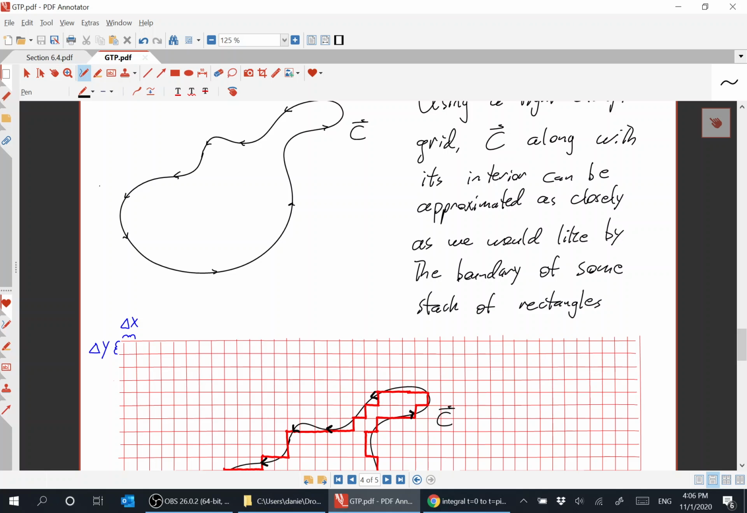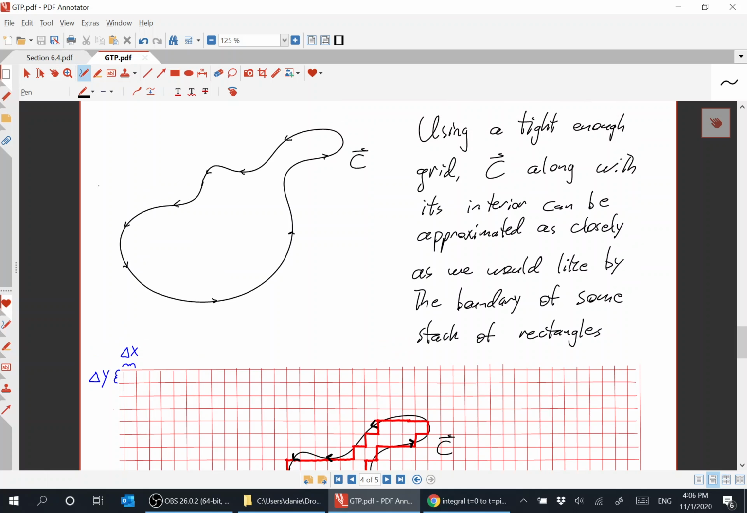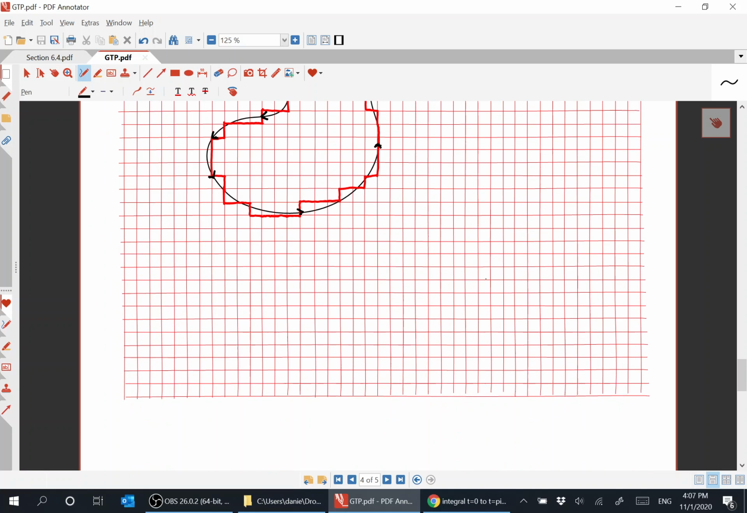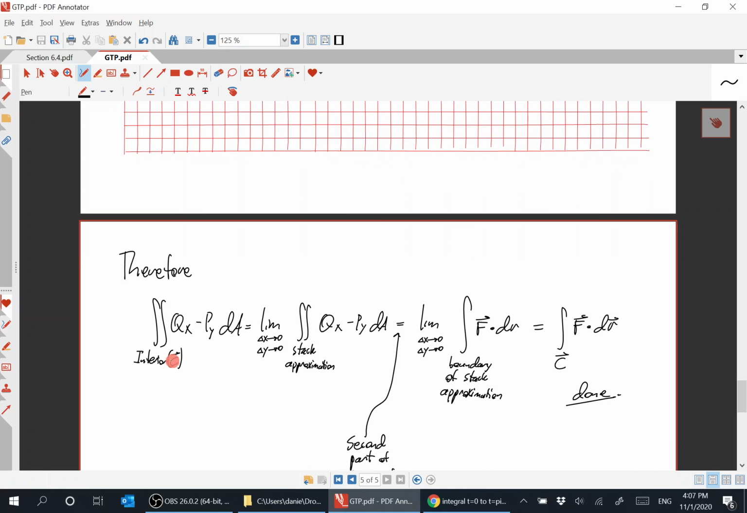Using a tight enough grid, you can approximate C and its interior by a stack of rectangles. So that grid has horizontal spaces, delta x, and vertical spaces, delta y. And you can make delta x, delta y as tiny as you like. The tinier it is, the better you can approximate C by this stack of rectangles, its boundary and its interior.